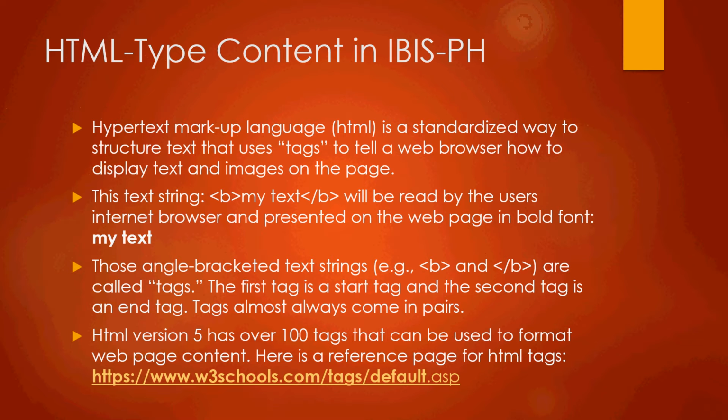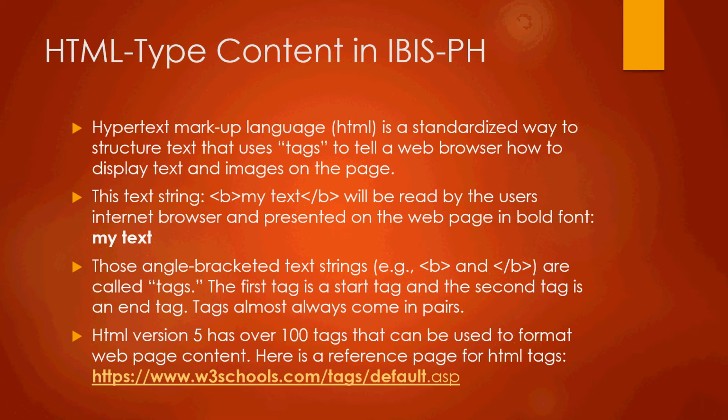Hypertext markup language, or HTML, is a standardized way to structure text that uses tags to tell a web browser how to display text and images on the page. This text string right here, my text, will be read by the user's internet browser and presented in a web page in bold font, my text. Those angle-bracketed text strings are called tags. The first tag is a start tag and the second tag is an end tag. Tags almost always come in pairs.